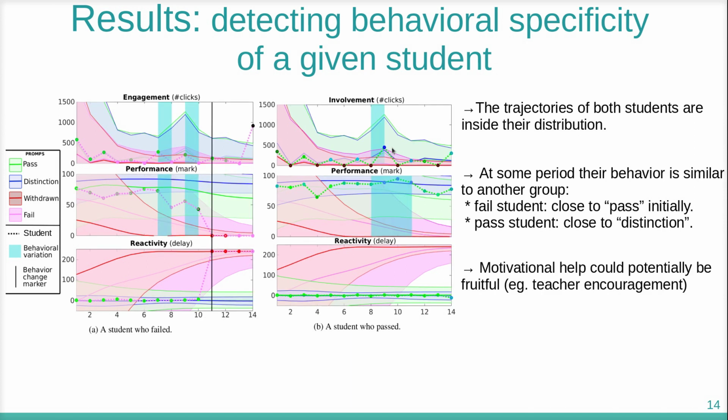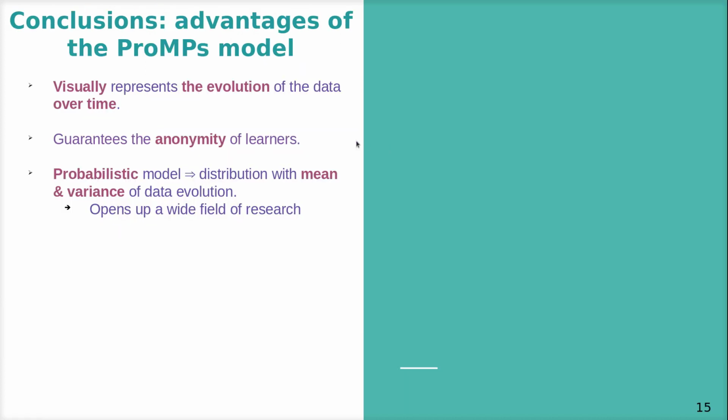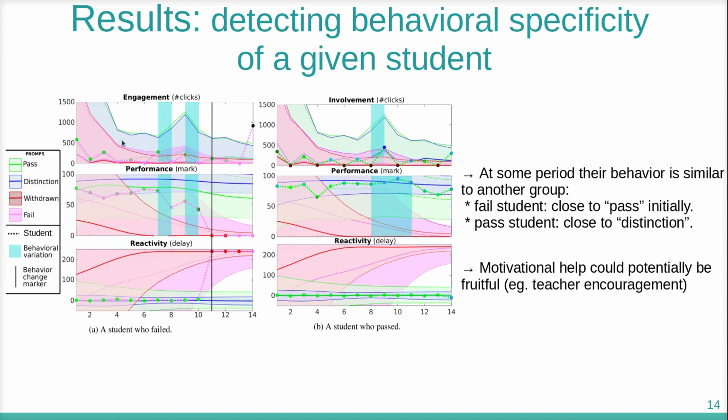So we think that motivational help could potentially be fruitful. For example, teachers could give encouragement to a student who begins to move from the pass group to the fail group, or to a student who begins to show distinction group behavior, in the blue area.